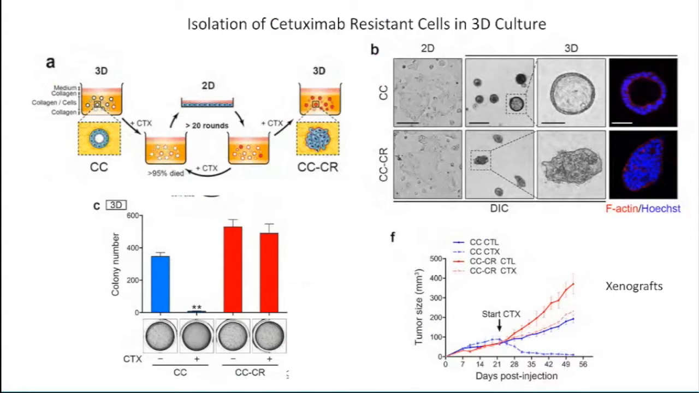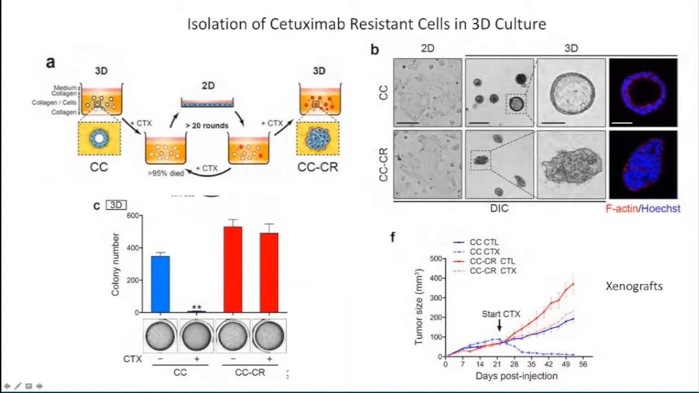She started this assay with a very interesting set of experiments where she took HCA7 cells, which normally in 3D give what we call a CC morphology. It's a cyst with a central lumen and a polarized epithelium. These cells in 3D are sensitive and die when exposed to cetuximab. But she did iterative rounds of selection going between 2D and 3D, and eventually was able to isolate a line that in 3D was now resistant to cetuximab, so CC cetuximab resistant.